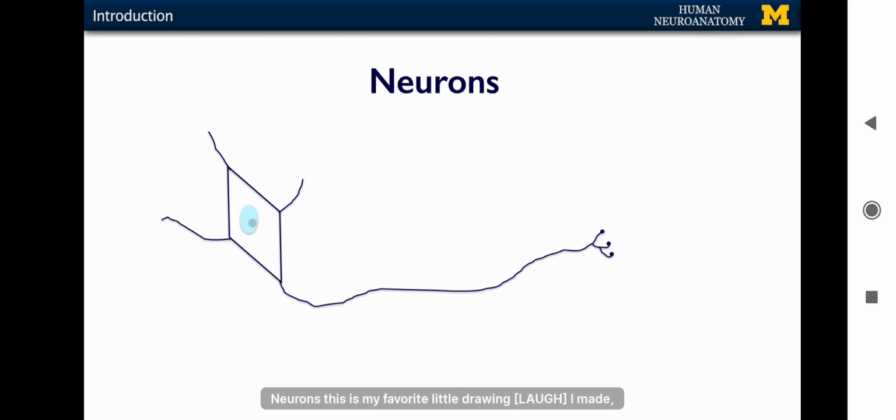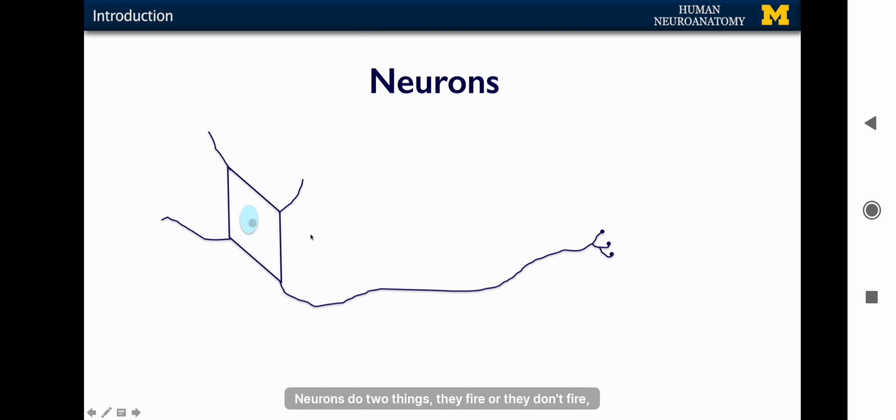Neurons. This is my favorite little drawing that I made. Neurons are like other cells in the body. They have a cell body. They have a nucleus where its DNA is kept. Neurons are a little special, though, because they have these extensions of the cell body. So these little guys here on the sides are dendrites. Dendrites are the receptive fields of the neuron, and they are where information is coming in. So information is arriving via the dendrites to the cell body.